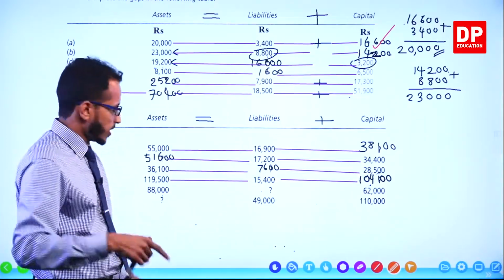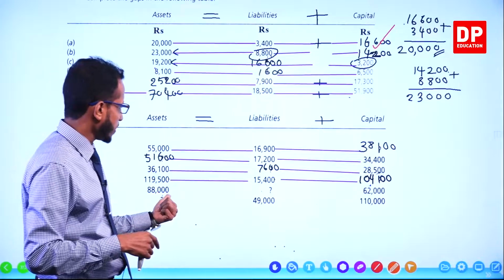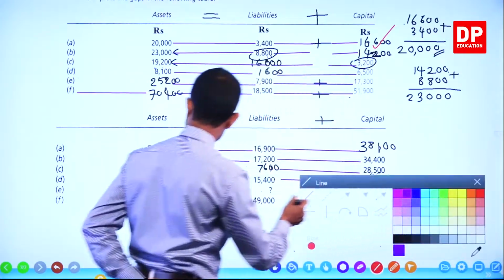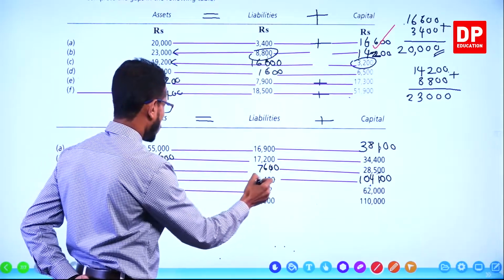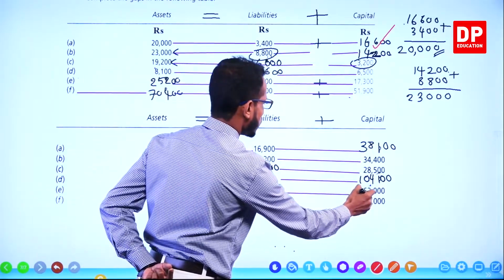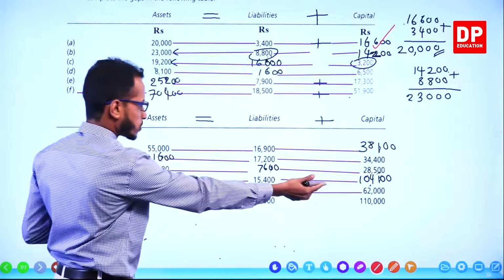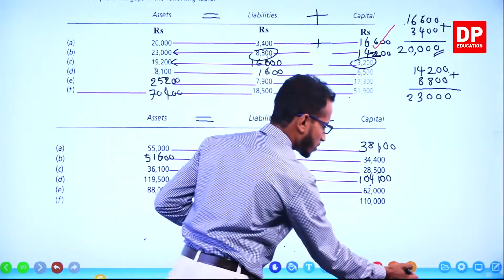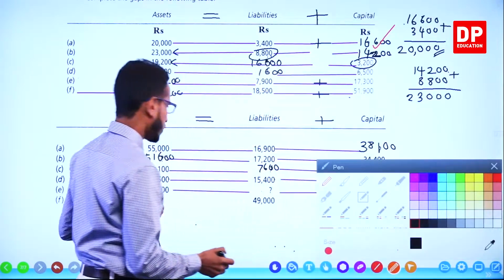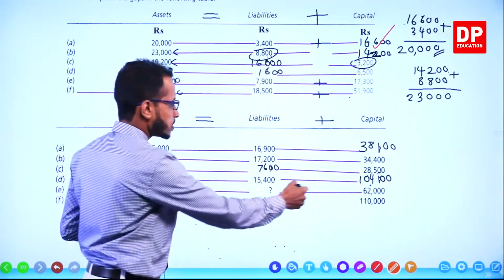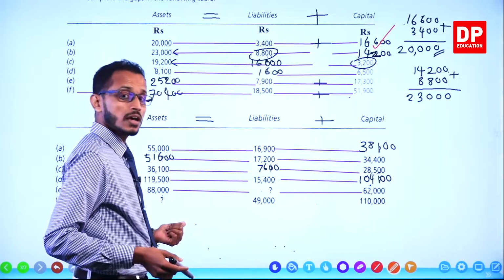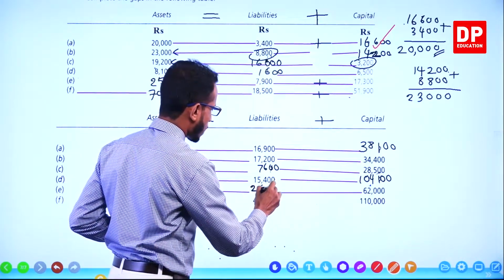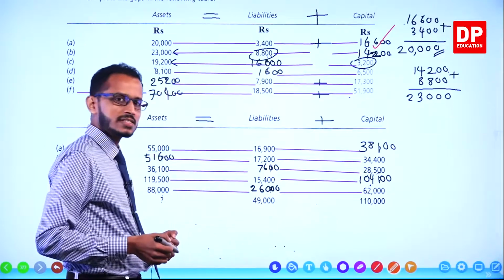Yeah. Next one. We have 88,000 worth of assets. We don't know the liabilities. We know the capital, that is 62,000. So 88,000 minus 62,000. How much do you get? 26,000, right?